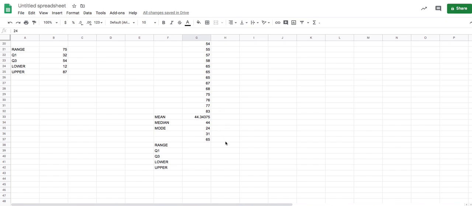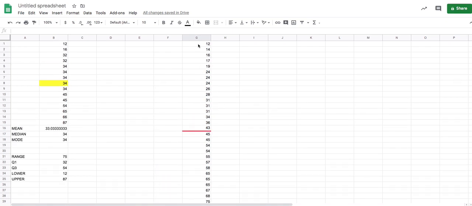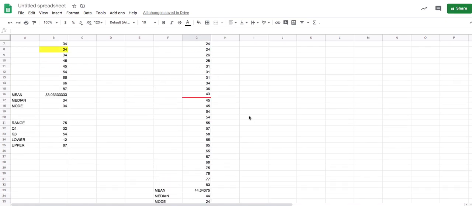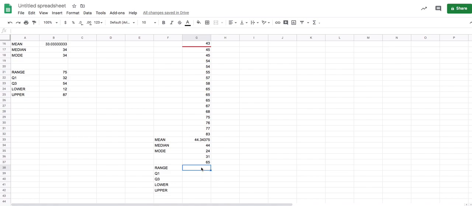Okay, so perfect. The range again is the biggest number, 83, minus the smallest number, which is 12. So 83 minus 12 is going to be 71. So the range is 71.